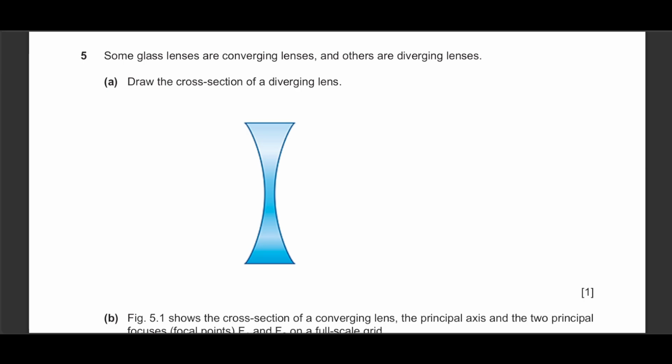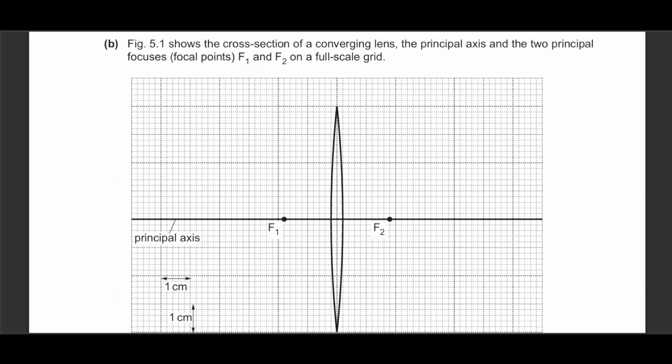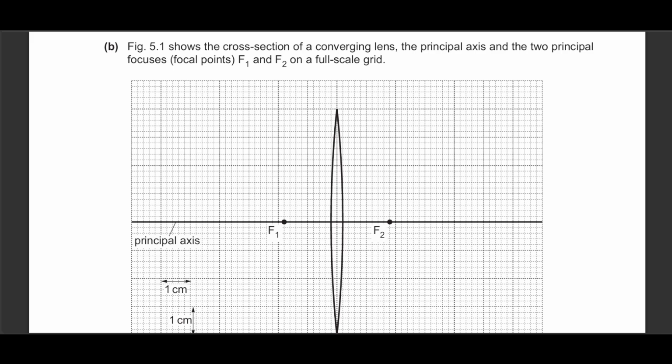Question 5. Draw a diverging lens. So the diverging lens looks like this. 1 mark question, very straightforward. This is the question given to you. I'm sure you might have read this question before. And you are here to see what could be the problem in your diagram, or whether you drew the diagram correctly or accurately.